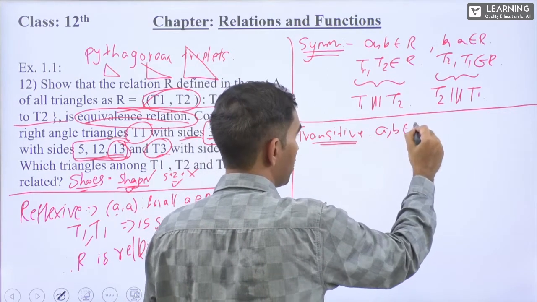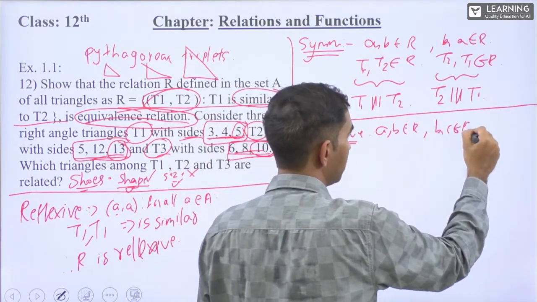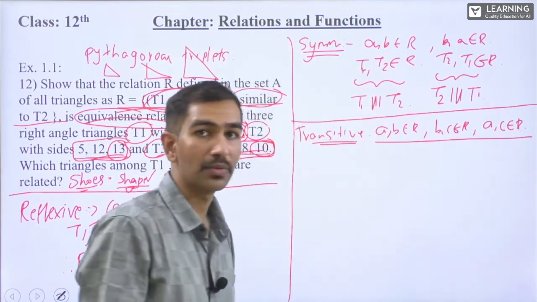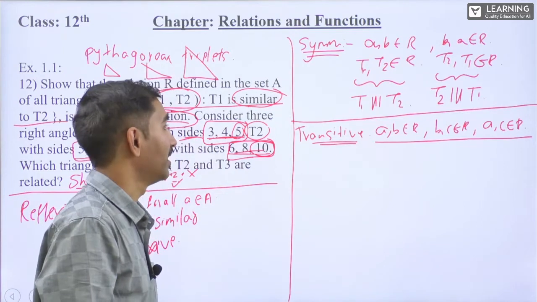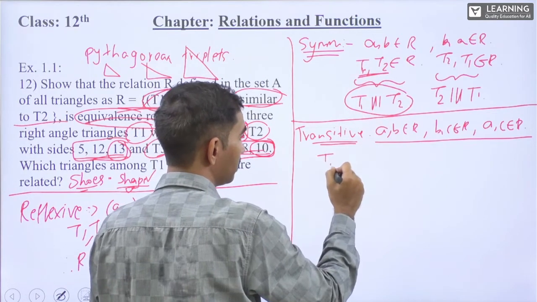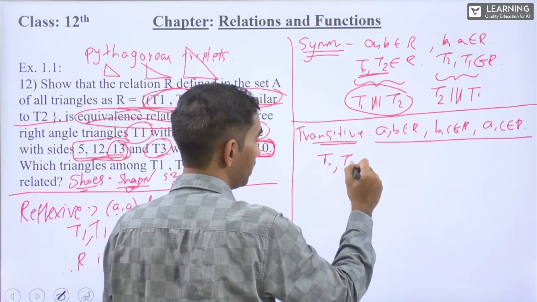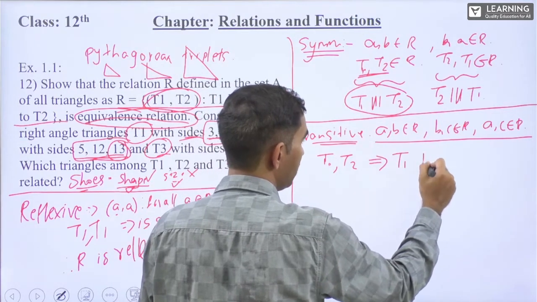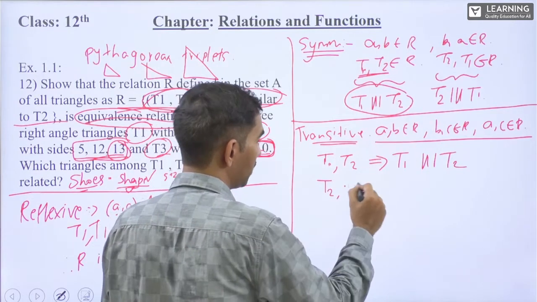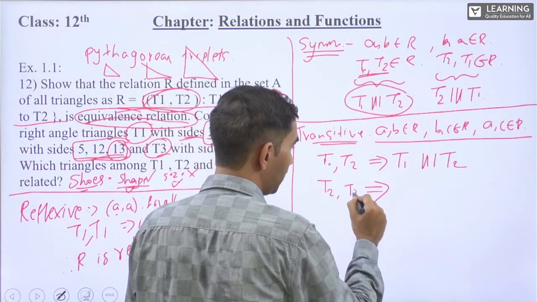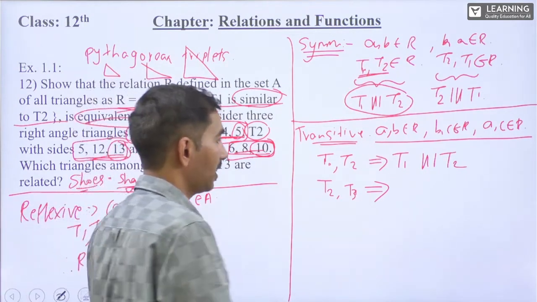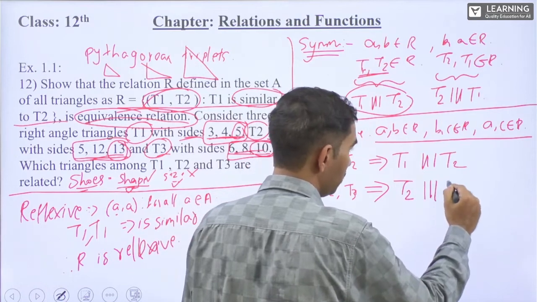(A, B) belongs to R, (B, C) belongs to R, then (A, C) also belongs to R. This is satisfying. We should call that relation what? Transitive relation. Okay. So see this (T1, T2) implies T1 is similar to T2. Correct? (T2, T1) from symmetric only. So (T2, T3) we'll take, not T1. Sorry, it is T3. (T2, T3), what can be written here? T2 is similar to T3.